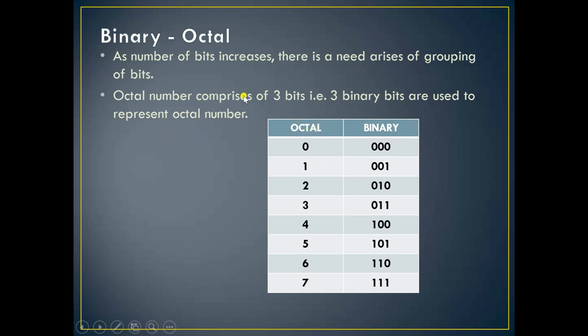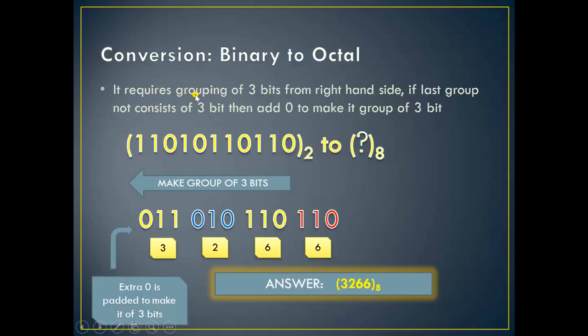Now again you can see, as the number of bits increases, a need arises for grouping of bits. So the octal number comprises 3 bits, that is 3 binary bits are used to represent the octal number. Now see the next one, that is binary to octal. So this is a binary number. You have to make groups of 3 bits because in octal we need only 3 bits.